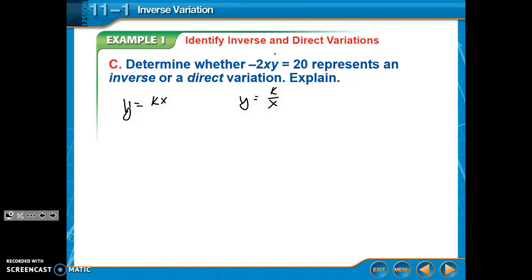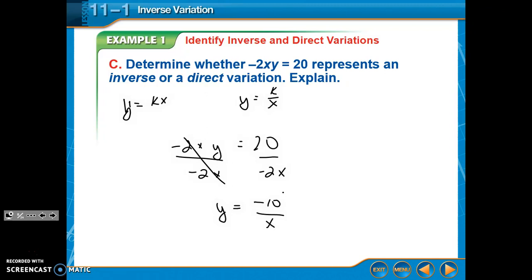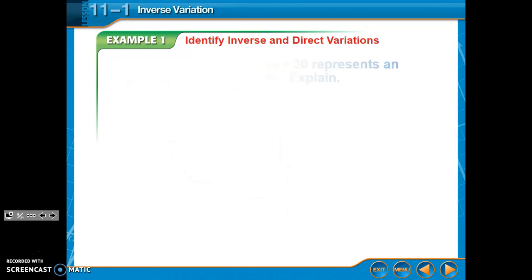So if I want to just get y by itself, if I have negative 2xy equals 20, to get y by itself, I'm going to divide both sides by negative 2x. So here, this is going to cancel, and my x's are going to cancel, and I get y. And here, 20 over negative 2 is going to be negative 10, and we still have x in the bottom. And because the x is in the denominator here, this is going to be more like that one. So this is going to be inverse variation.